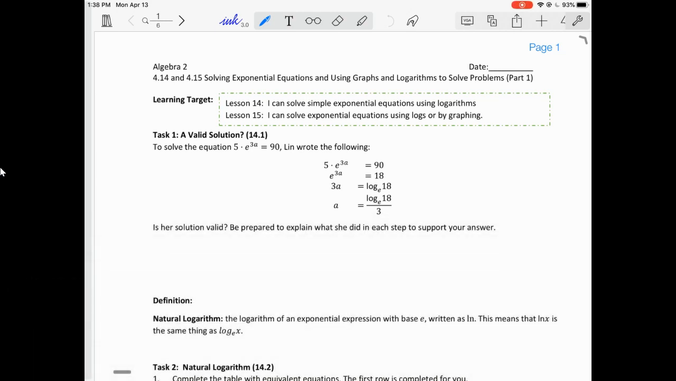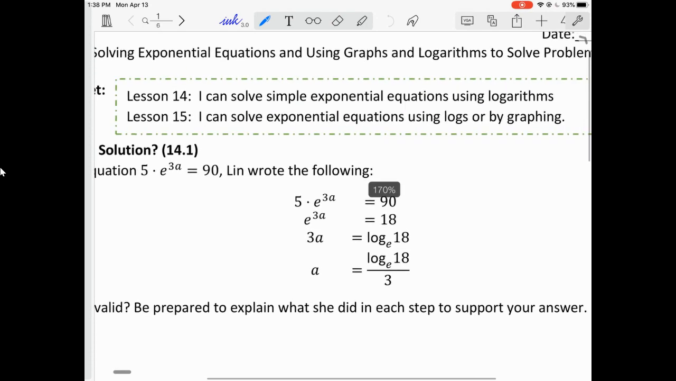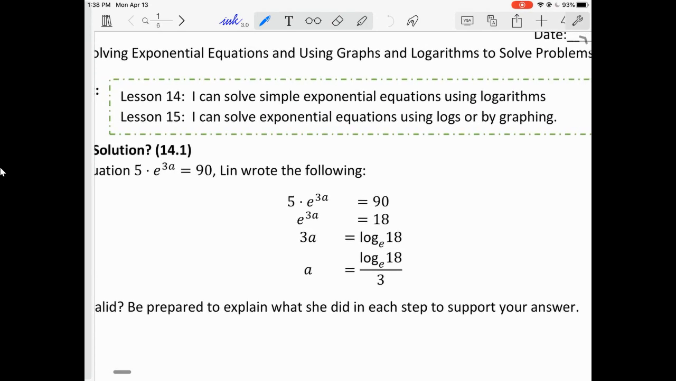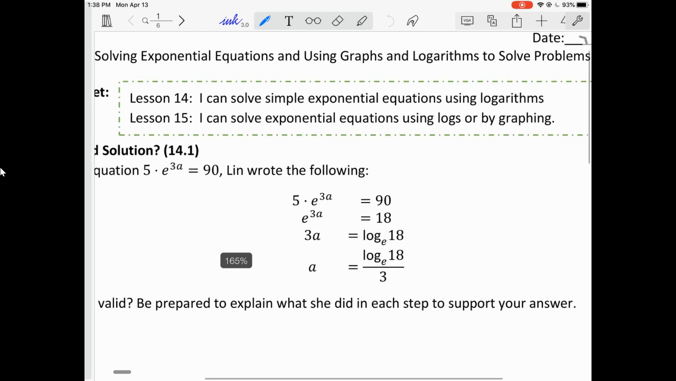Welcome back again, everybody. We're moving forward to lessons 14 and 15, where we'll be solving exponential equations using graphs and logarithms to solve problems. Our learning targets for lesson 14 are to say that we can solve exponential equations using logarithms. We can solve exponential equations using logs or by graphing.